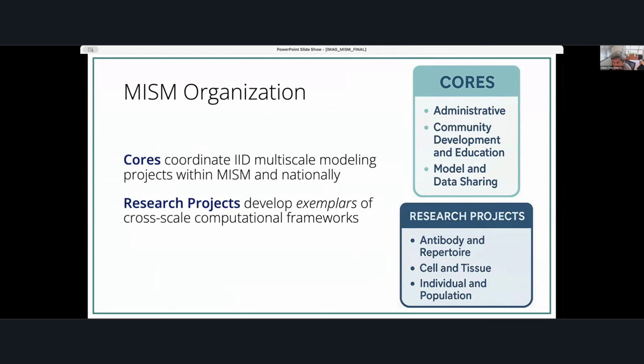Organization. So the 3 cores: the administrative core, there's a community development educational CDEC core, and a model and data sharing or MDSC core. And then I'll talk a bit more about the research projects. So there are 3 research projects that try to bridge across 3 different scales. The first scale we are interested in is moving from individual antibodies to entire immune repertoire. The second one is looking at individual cells and molecules to tissue or organ scale. And the final one is looking at infectious disease transmission, trying to understand how individual immune heterogeneity contributes to transmission in a population.